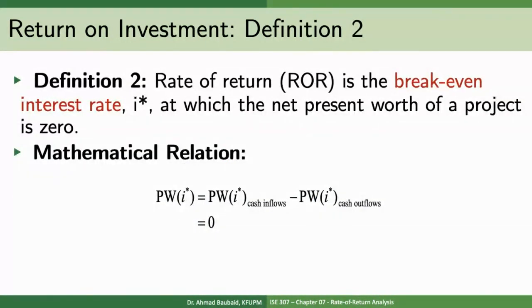Another definition, which we saw in chapter 5 this time, was about the break-even interest rate. So this is the interest rate at which the net present worth of a project is 0. And so the present worth is 0, meaning the present worth of the inflows minus the present worth of the outflows is going to be 0.